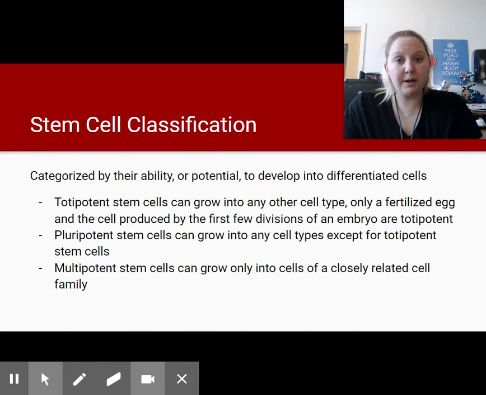Then they move into pluripotent cells. These stem cells can grow into any cell type except for the totipotent stem cell. And then multipotent stem cells can grow into cells of a closely related cell family. So once differentiation starts, they cannot divide backwards. They can only further differentiate themselves.